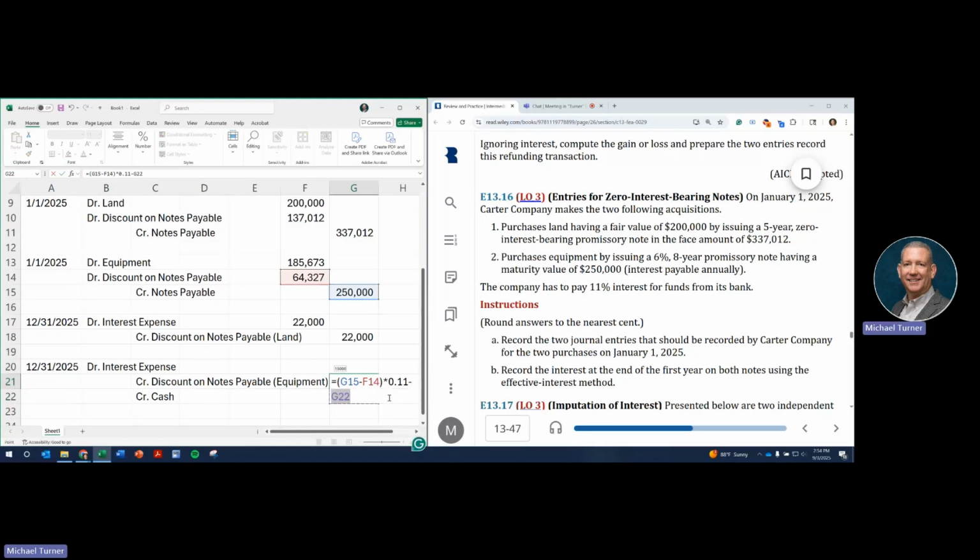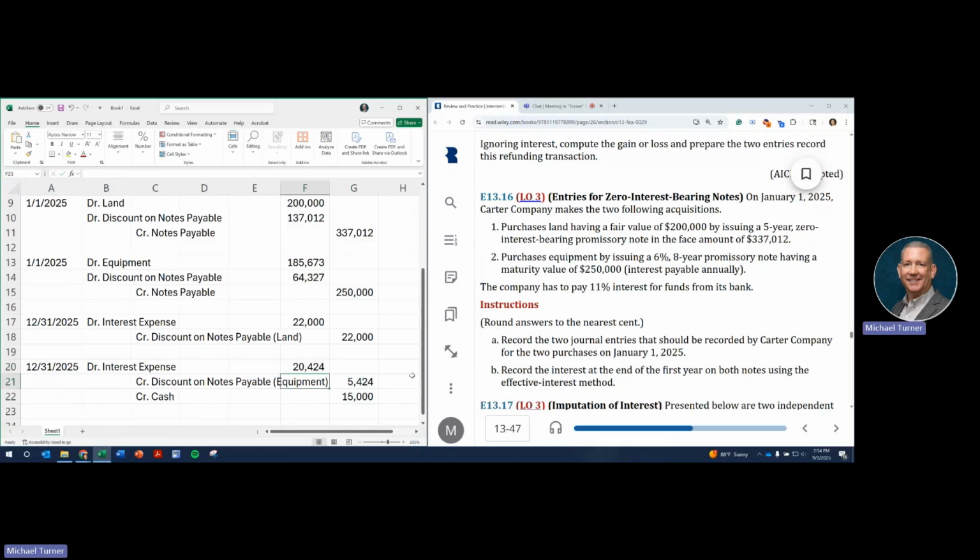If it was purely no interest paid, then it would be the full 11%. However, because some of this is paid in cash, the true amount that's adjusted for the amortization of the discount on notes payable is $5,424, which means the interest expense is equal to those two numbers.